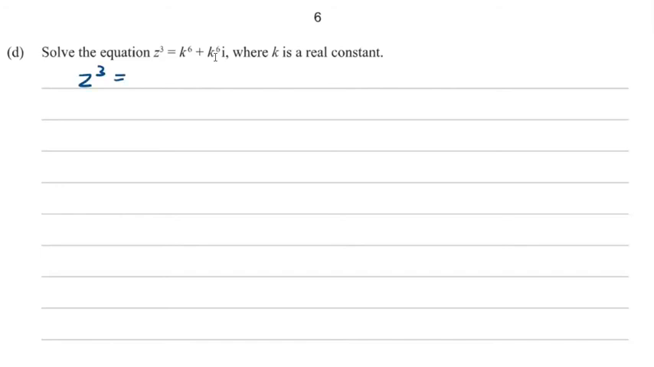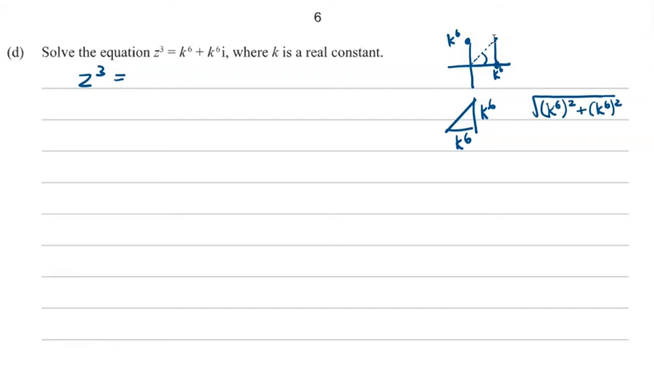So z cubed, if we think about it on the Argand diagram, is k^6 plus k^6 i, so we've got k^6 along the real and along the imaginary axis. So we make this little triangle situation. If we want the modulus, we will need to square both sides, add them together, and then find the square root. So if I simplify that, it's 2 lots of k to the 12, and then the square root of that would be the square root of 2, and the square root of k^12 is k^6. So that's our modulus, root 2 k to the power of 6.